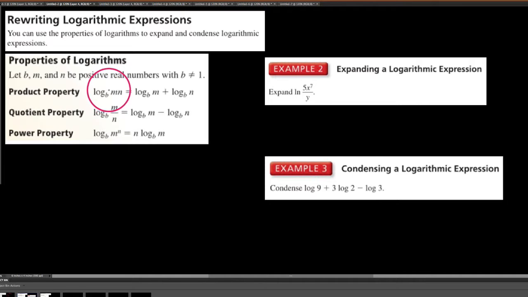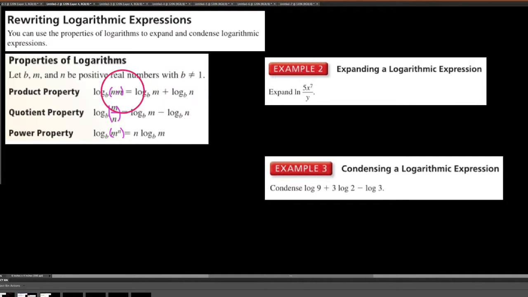With respect to our properties here, we can see that all of these expressions on the left, we have a log of a product, or a log of a quotient, or a log of a power. In these cases, we're taking the log of something that is not as simple as just the log base b of m or the log base b of n.